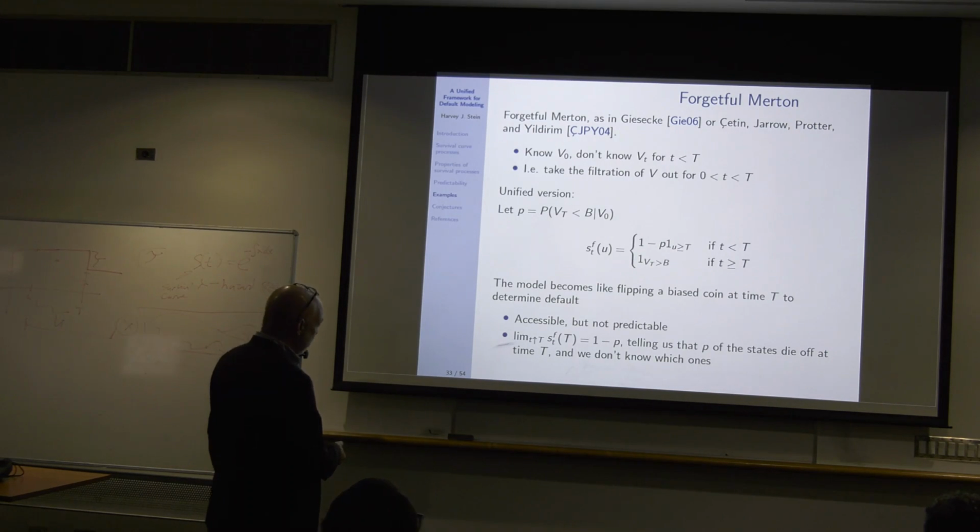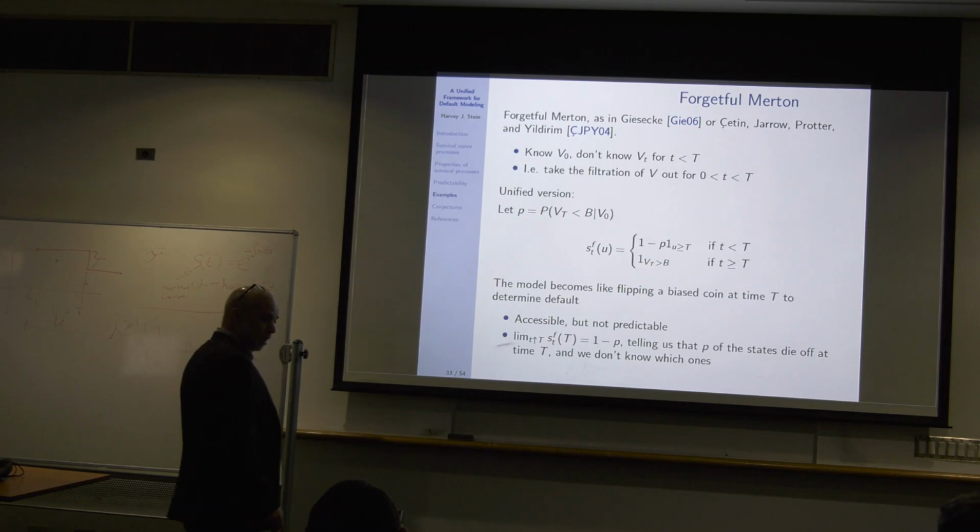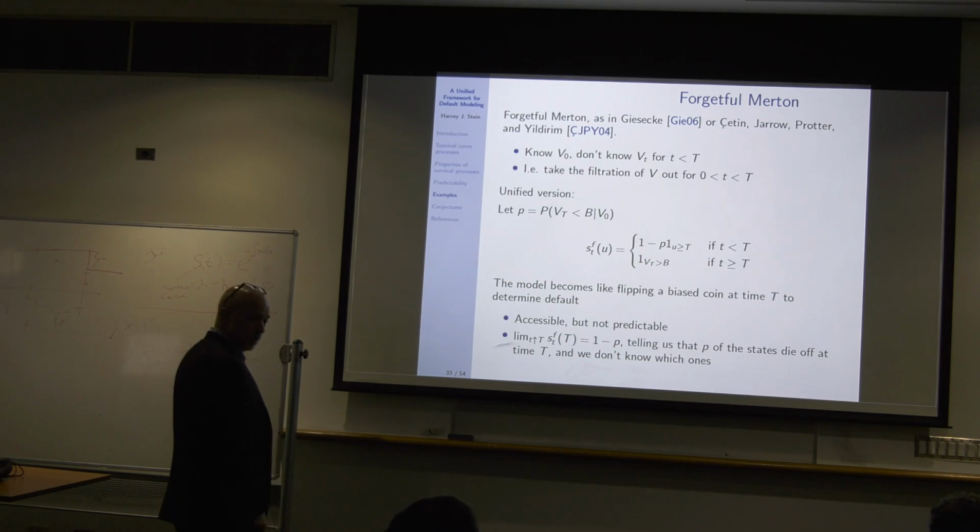What's interesting is that you take this limit that we've been looking at, the limit as you approach this default time cap T of the survival probability, and it goes to 1 minus p. It doesn't go to 0, it doesn't go to 1, it goes to 1 minus p.